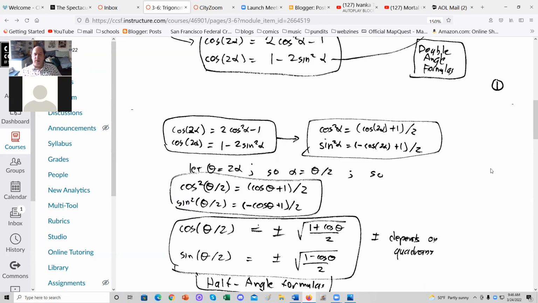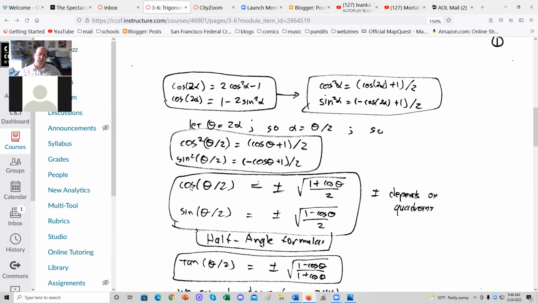Now we could rephrase this. We could call this 2 alpha, call it theta. So alpha is theta over 2, and therefore cos squared theta over 2 equals cos theta plus 1 over 2. Sine squared theta over 2 equals, I could rephrase that as 1 minus cos theta all over 2. And then taking square roots, we get cos of theta over 2 is plus or minus root of 1 plus cos theta all over 2. And sine of theta over 2 equals plus or minus root of 1 minus cos theta all over 2. The plus or minus depends on what quadrant theta over 2 is in.